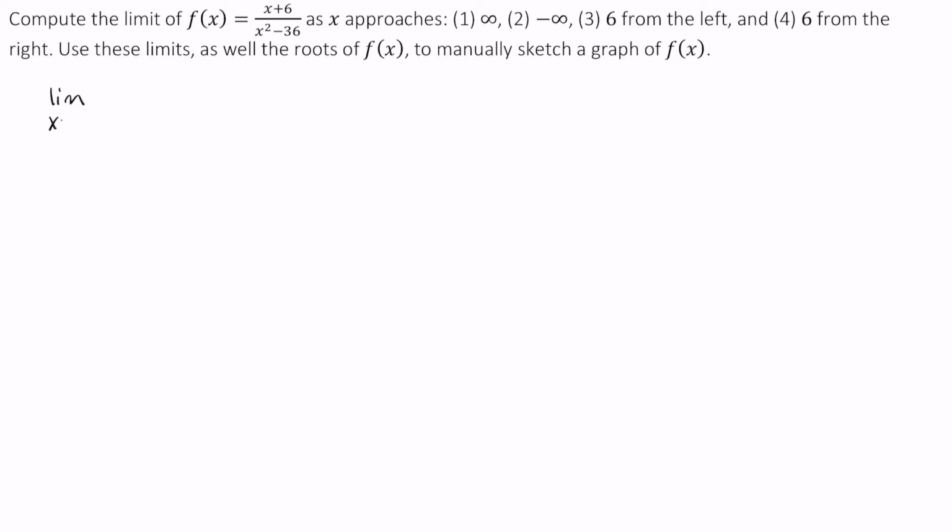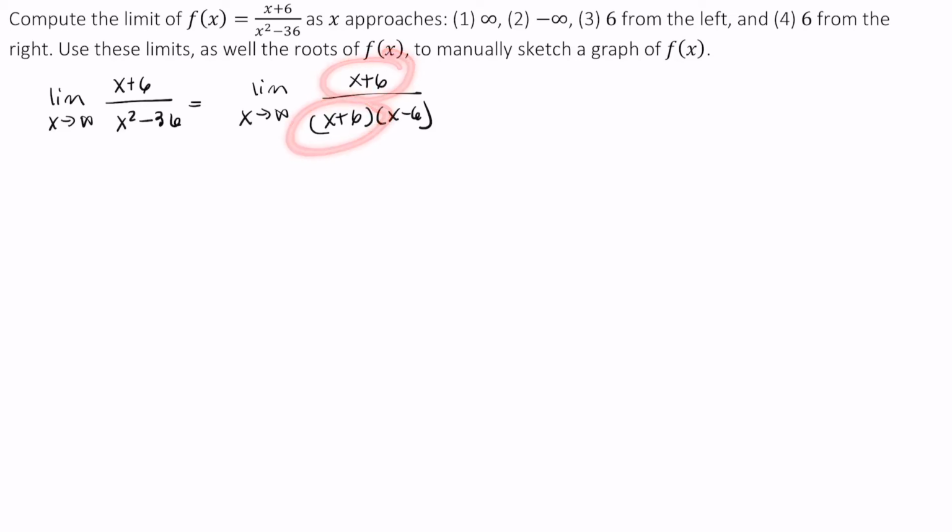The limit as x approaches infinity of x plus 6 over x squared minus 36 is equal to the limit as x approaches infinity of x plus 6 over x plus 6, x minus 6. Since I have a factor of x plus 6 and x minus 6 in the denominator, I can rewrite this as the limit as x approaches infinity of 1 over x minus 6.